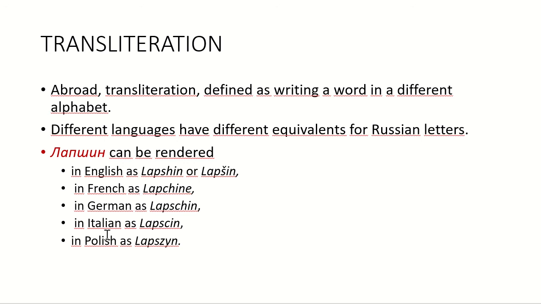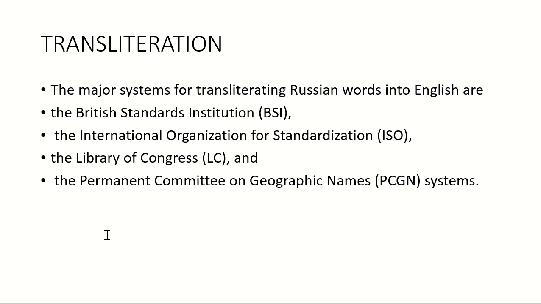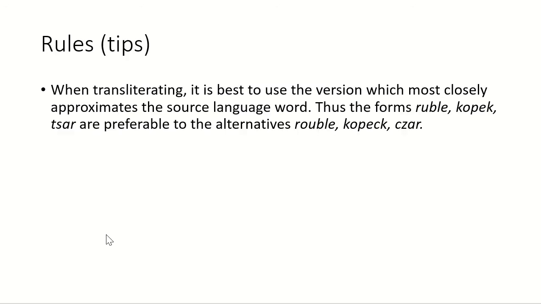So the next slide, please. The major systems for transliterating Russian words into English are the British Standards Institution, the International Organization for Standardization, the Library of Congress, and the Permanent Committee on Geographic Names System. When transliterating, it is best to use the version which most closely approximates the source language word. Thus the forms ruble, kopek, and tsar are preferable to the alternatives.